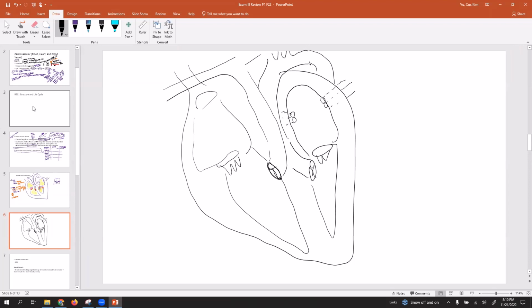All right. So we'll start with identifying it by the structures that are similar to each other. Like I said last time, we'll start with chambers. So you have a right and left atrium, and these are on the top and they receive the blood.